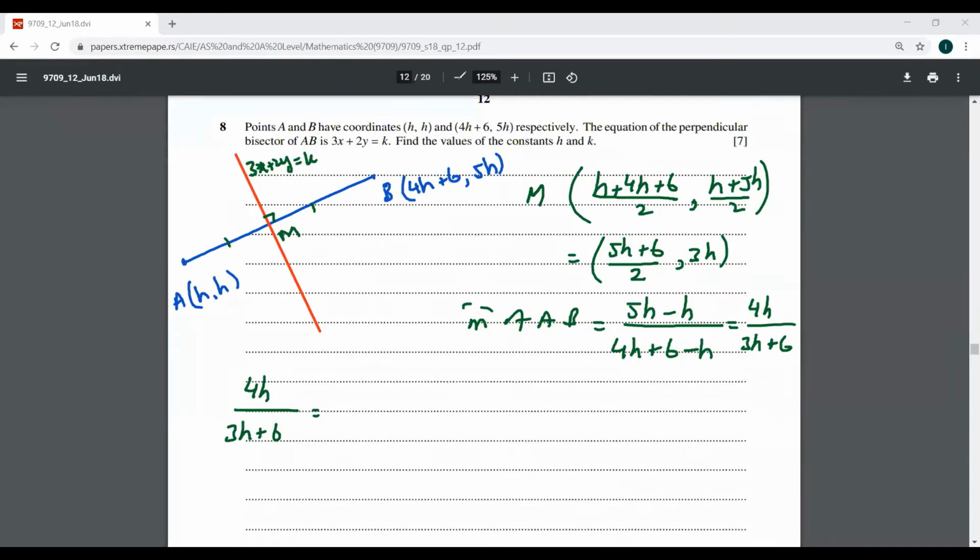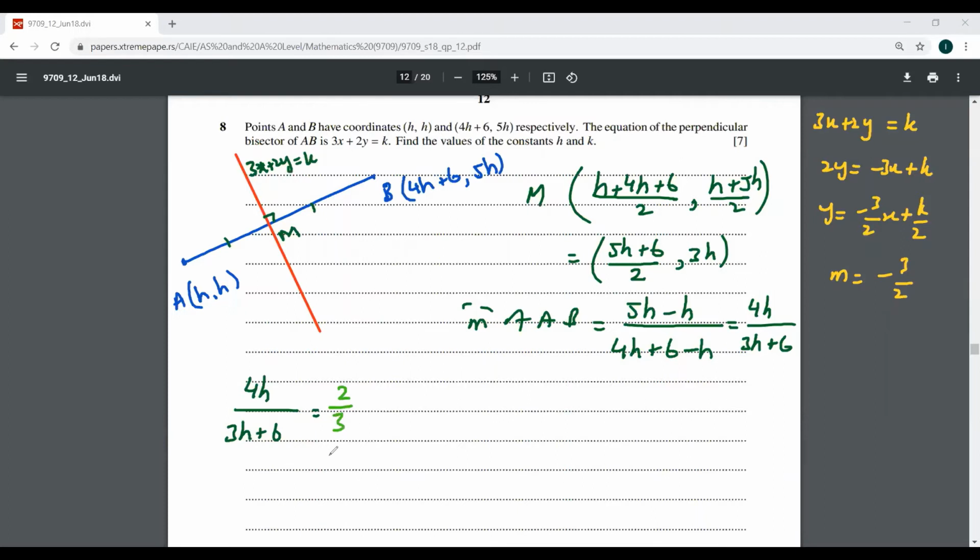If you look at this one, this is 3x plus 2y equal to k. That is the equation of the tangent. So 2y equal to minus 3x plus k. I'm writing this in the slope intercept form so that I can see what is its gradient. So the gradient of the tangent is minus 3 over 2. What will be the gradient of the line AB? 2 over 3. Very good. So I'll be putting that equal to 2 over 3 over here.